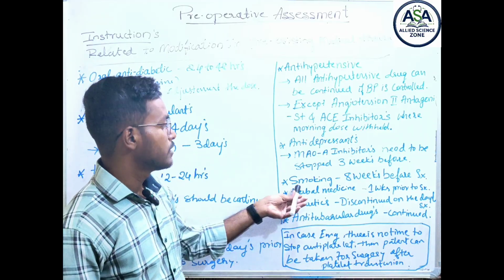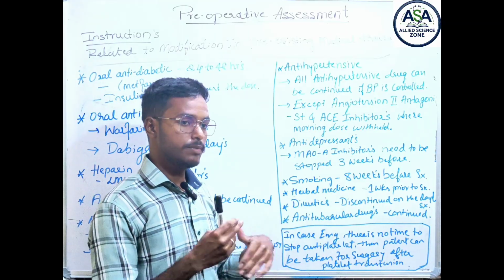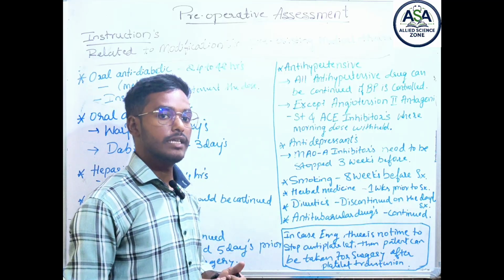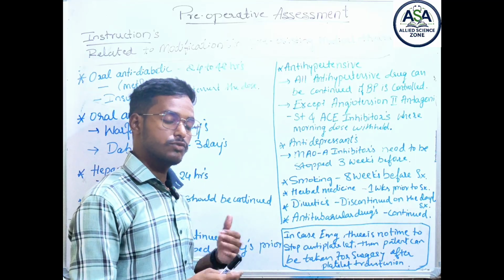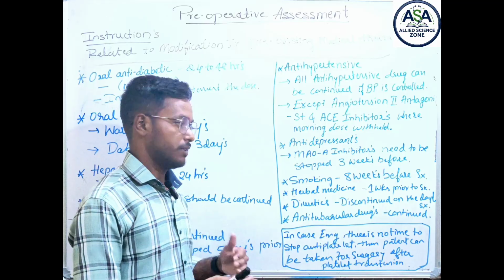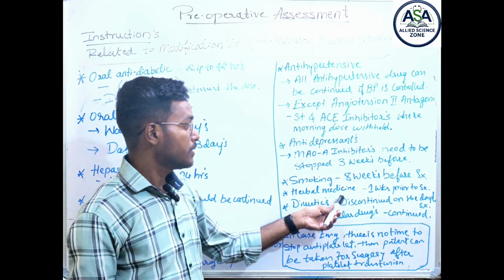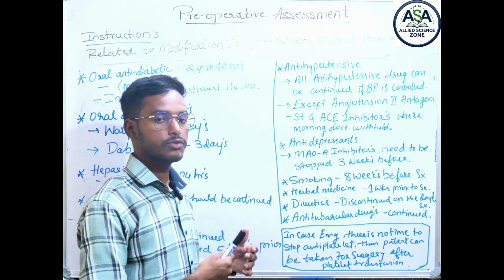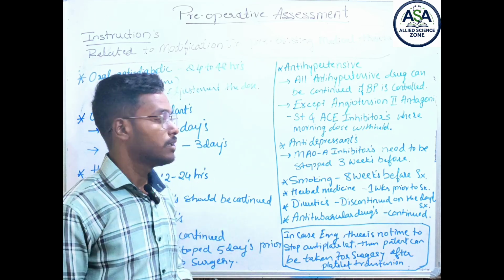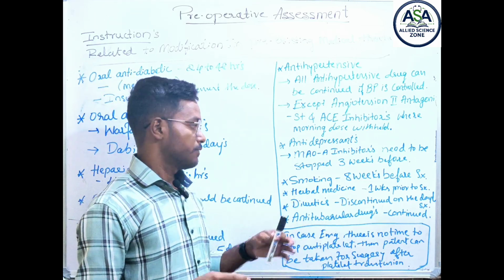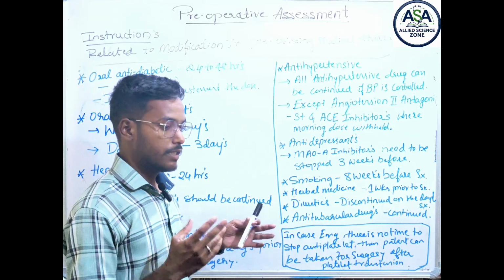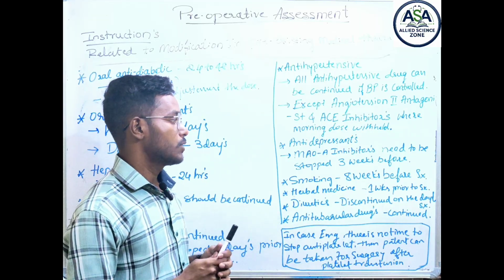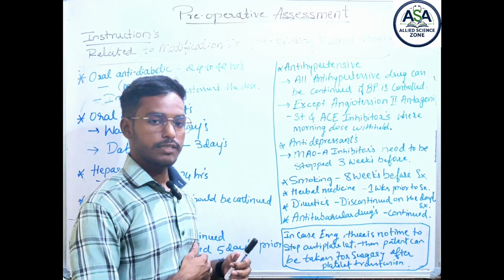Okay, next one is smoking. Smoking should be stopped 8 weeks before surgery. And herbal medicine should be stopped 1 week prior to surgery. If the patient is taking some herbal medicines, they should be stopped 1 week prior to surgery.